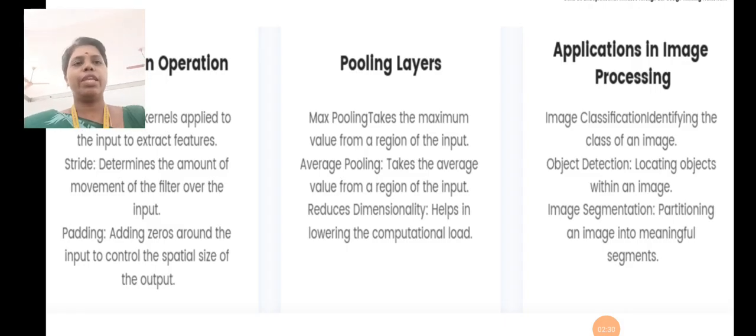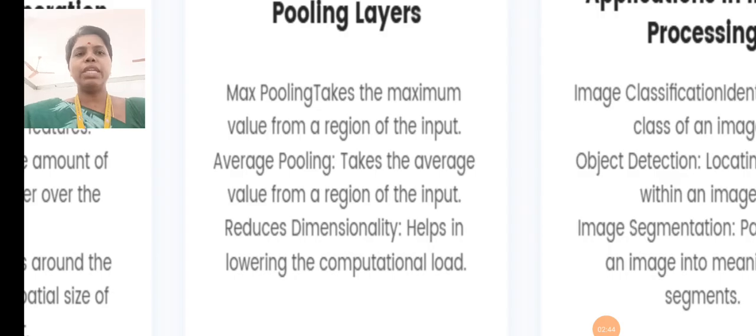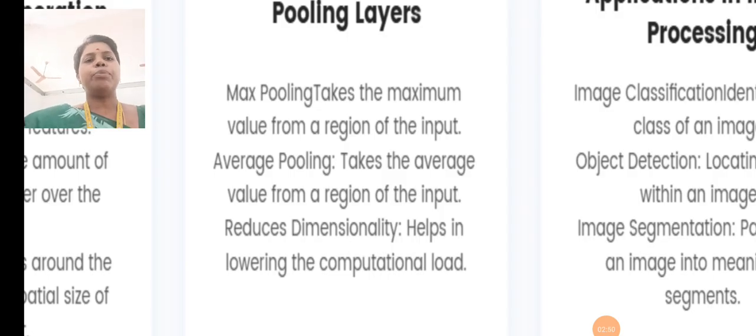Coming to the very important stage, that is pooling layers. In the pooling layers, we have max and average pooling and reduced dimensionality. Max pooling takes the maximum value from a region of the input. Average pooling takes the average value from a region of the input. Reduced dimensionality helps in lowering the computational load.